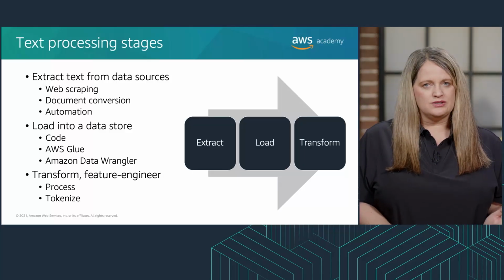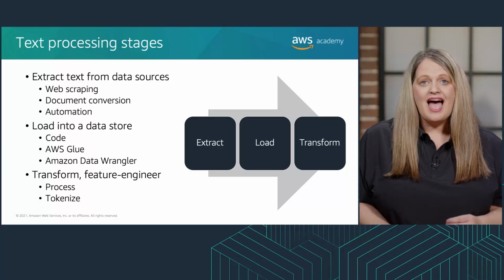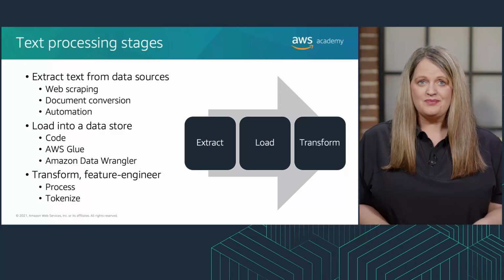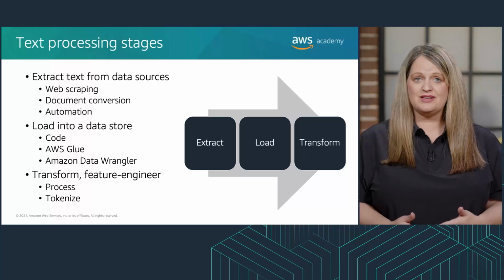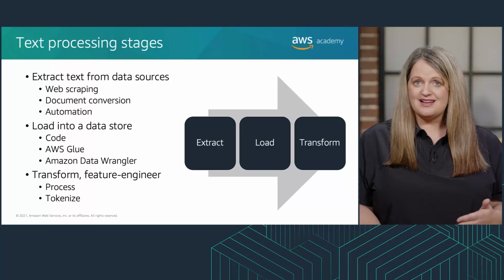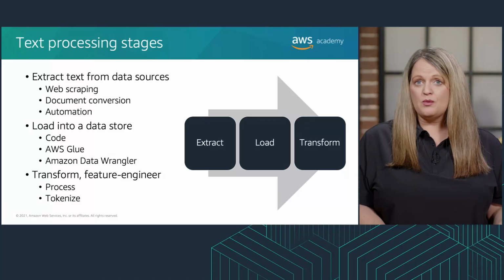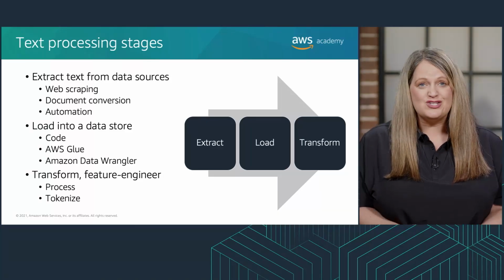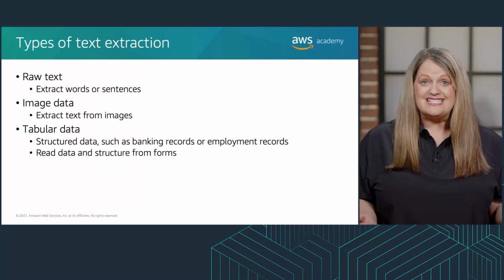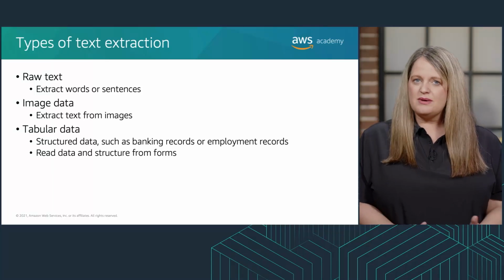For most real-world applications, you'll want to automate the extraction process. After you've extracted the text, you load it into the transform pipeline. In this module, you'll learn how to do this with Python libraries, but you can also automate it with Amazon Textract. Finally, you'll need to transform the text into numeric representation for use by your machine learning model. You can extract either individual words, sentences, or entire documents of text. You can also extract text data from images.